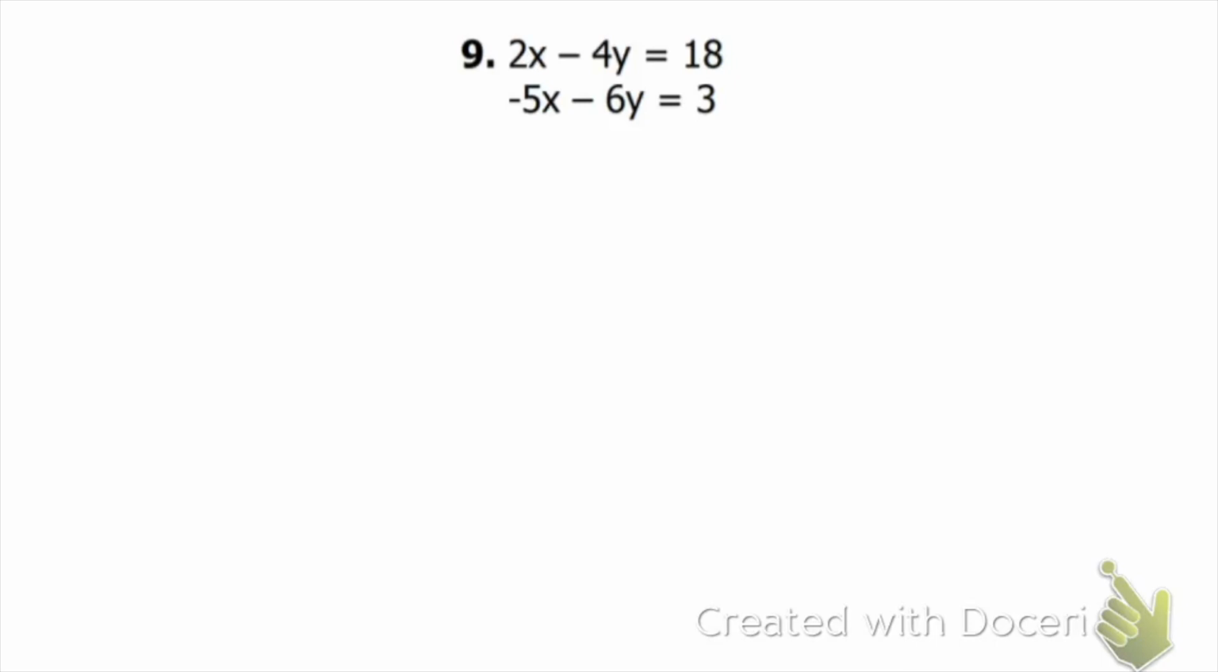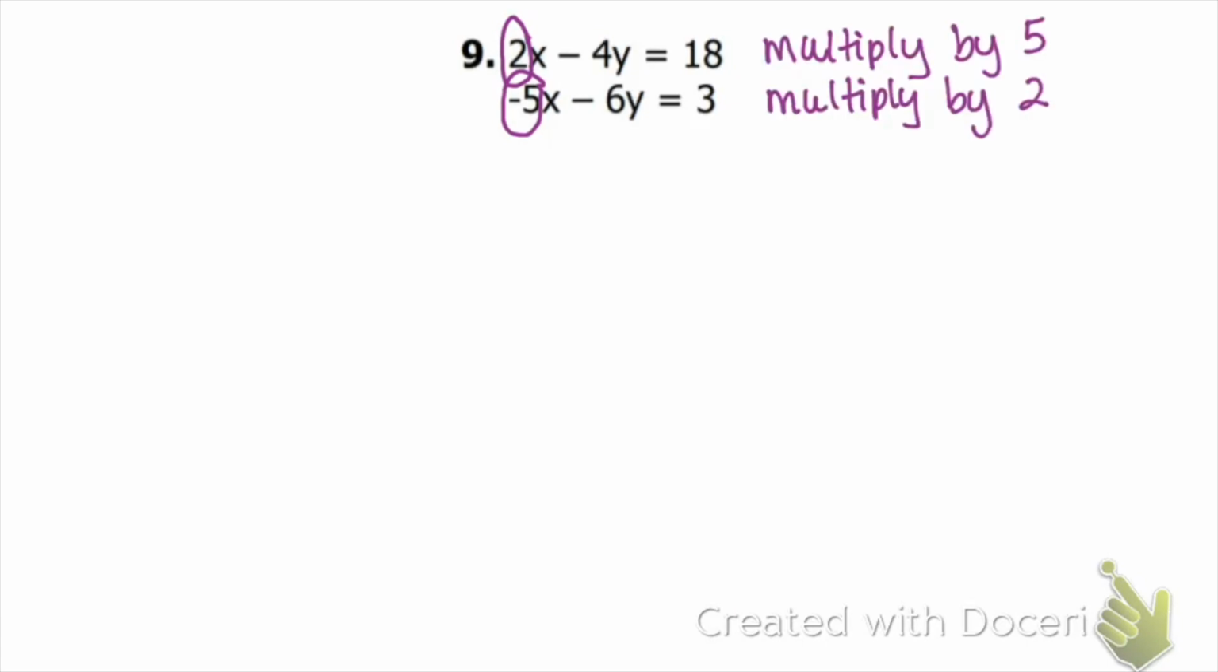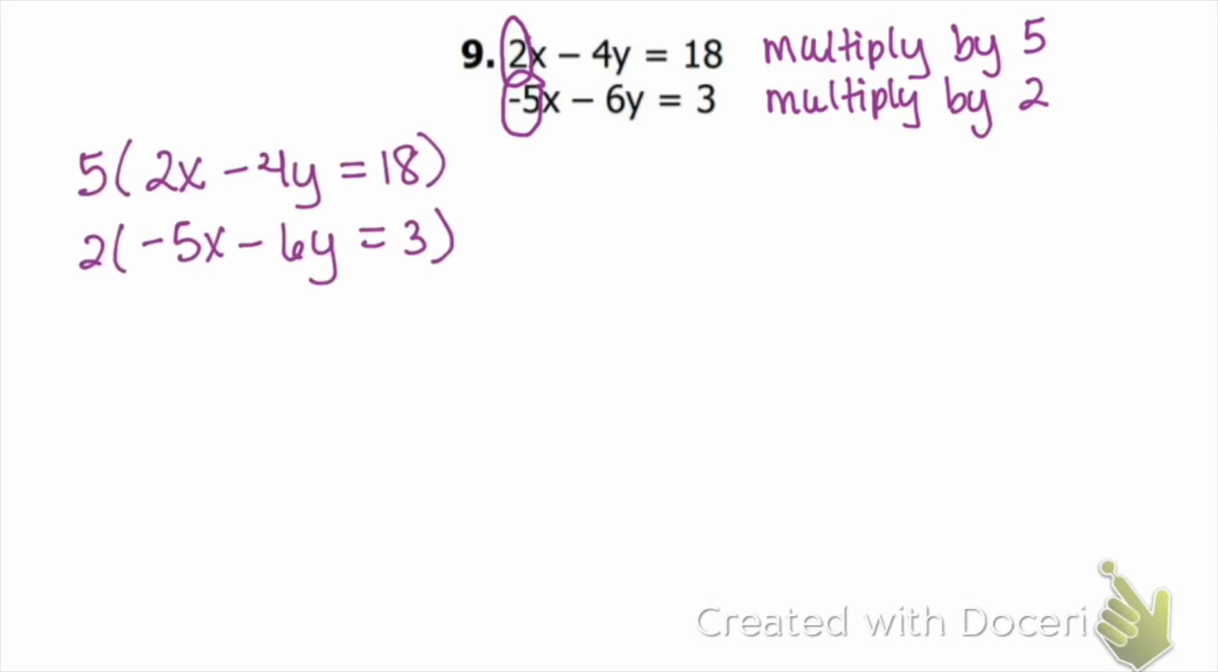All right, so for number 9, you're going to see that it has the same issue. So we think of what will make the opposite signs, so you can add down and get 0x. If we multiplied the first equation by 5 and the second equation by 2, you would get a 10x in the top and a negative 10x in the bottom. So 10 plus negative 10 is 0, which would get rid of the x term. So let's go ahead and do that.